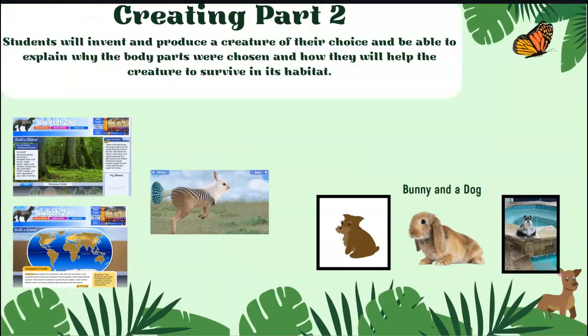This is creating part 2. I created a different animal. I have the biomes here, and I'm thinking maybe this creature wouldn't work so well because it has a fish tail. Fish have to live in water. They're not going to do well on a dry grassland.